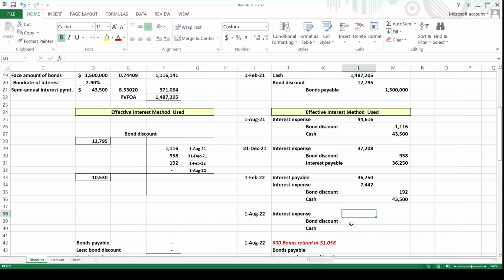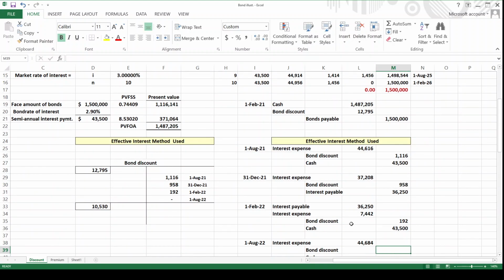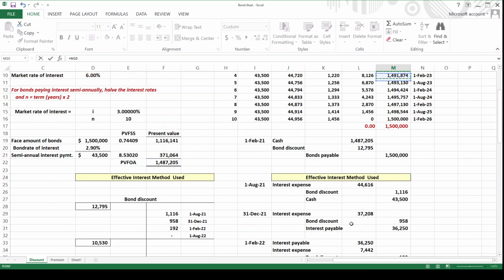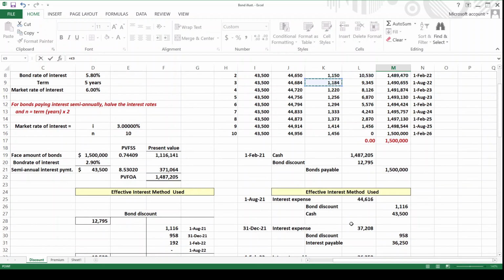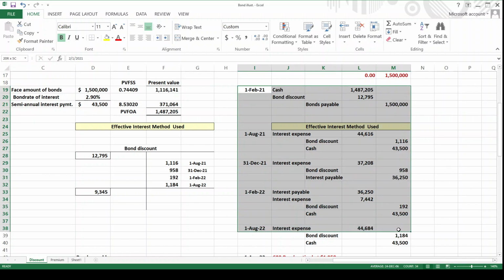So now we're up to August 2022. What do we do? All right. Now I'm going to take from the third interval the numbers. What numbers? These numbers, yeah. 44,684 is the expense. The bond discount is 1184, and the cash is the cash. Yeah, it's always 43.5. So what happened so far? We have a year and a half has gone by. 3 payments have been made.